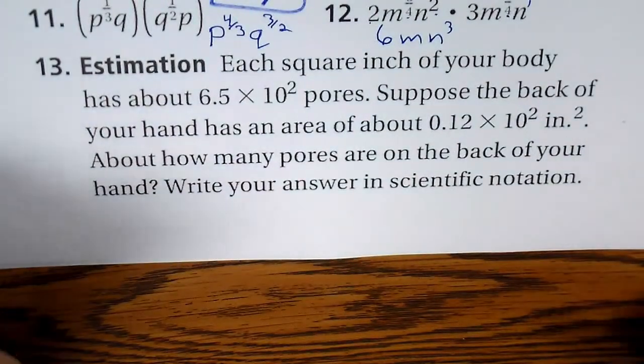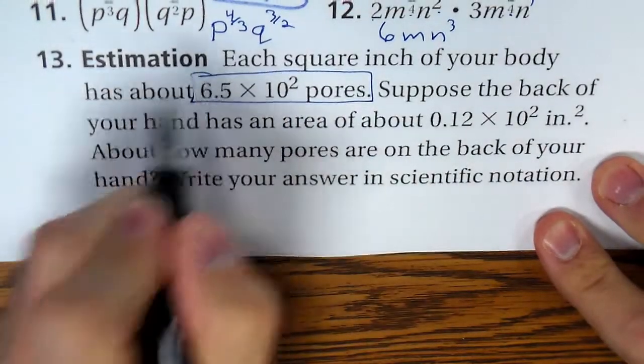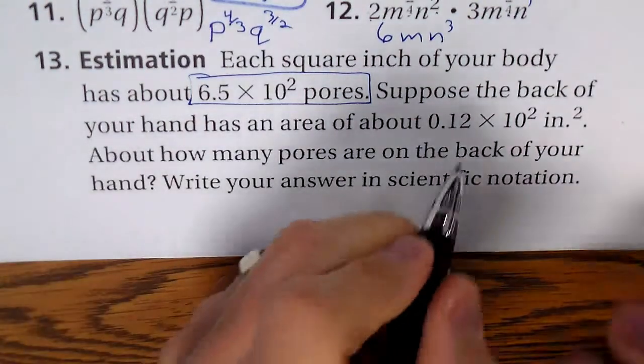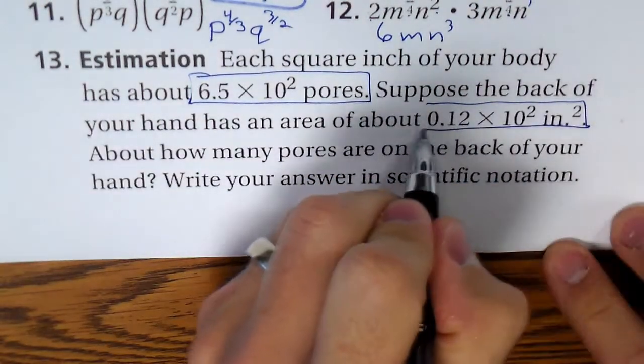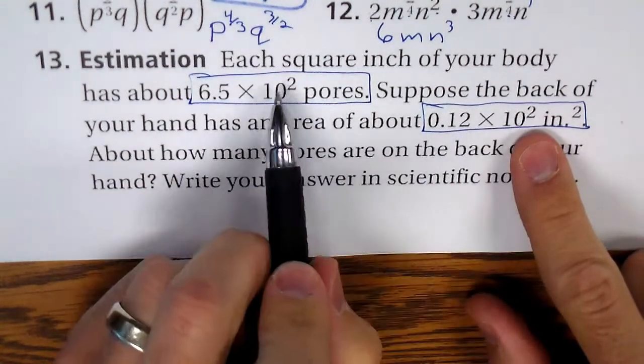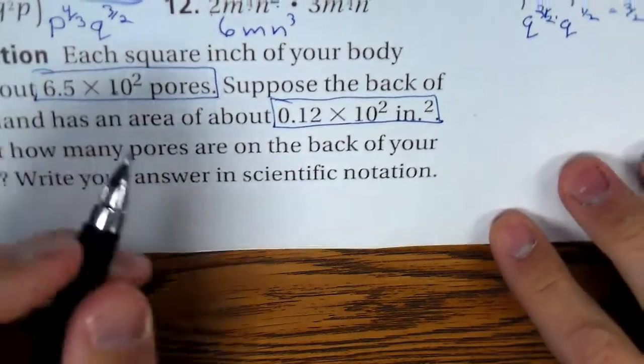In number 13, we have each square inch of your body has 6.5 times 10 to the 2nd pores. Suppose the back of your hand has an area of about 0.12 times 10 to the 2nd inches squared. How many pores are on the back of your hand? So we're going to take the area and multiply it by how many pores are in each square inch.